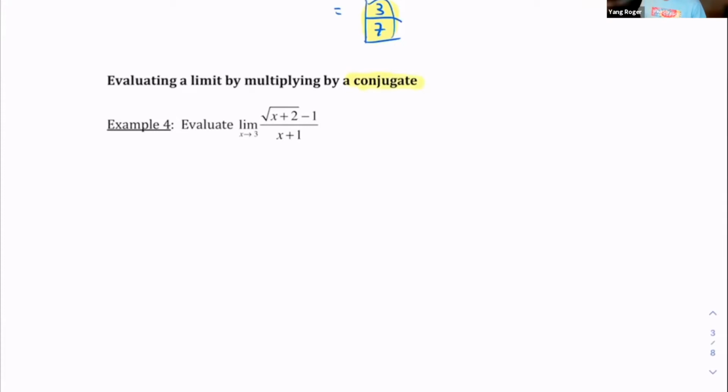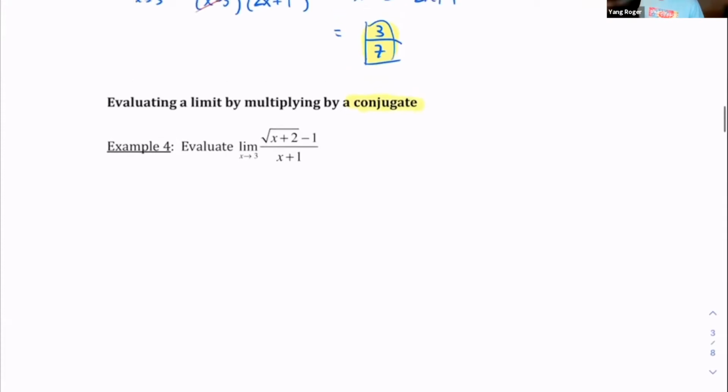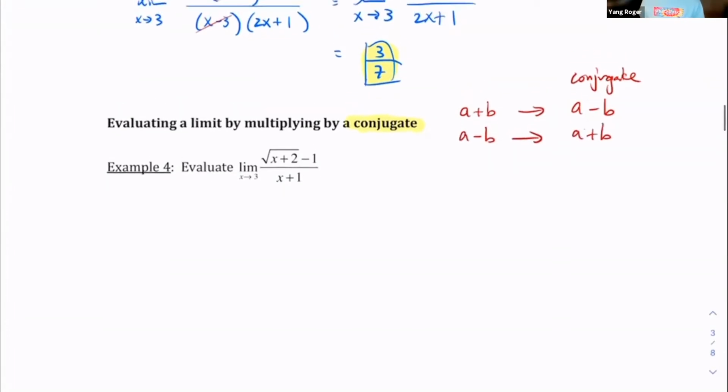Okay. So if you have something like A plus B, then the conjugate, you just change the sign in the middle. So that becomes A minus B. And if you have something like A minus B, then this conjugate is A plus B. Okay. And how do we know when we want to use this technique?